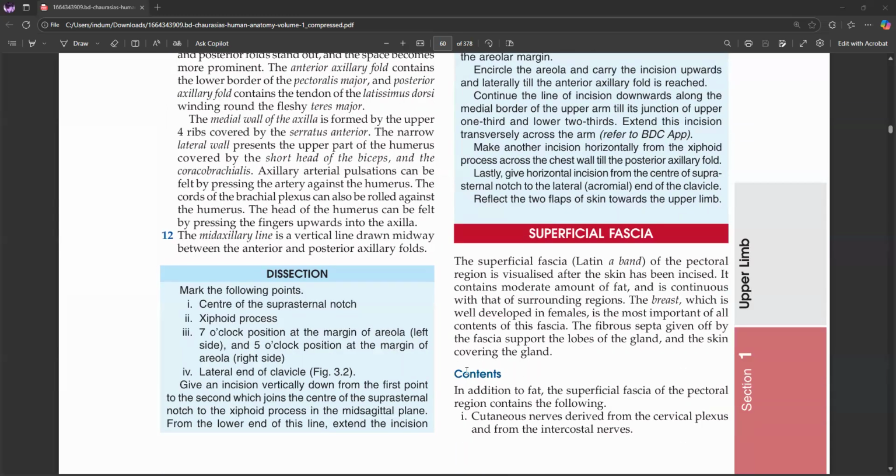Number 12. The mid-axillary line is a vertical line drawn midway between the anterior and posterior axillary folds. Dissection. Mark the following points. Center of the suprasternal notch, xiphoid process, 7 o'clock position at the margin of areola, and 5 o'clock position at the margin of areola right side. Lateral end of clavicle, figure 3.2.